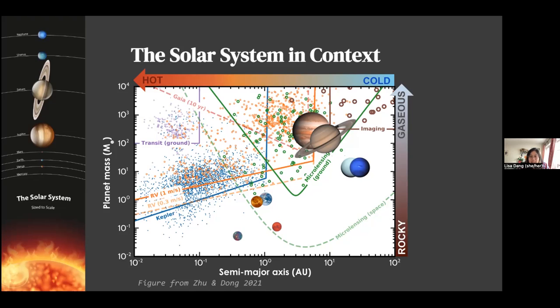However, the exoplanets here are color-coded by their different detection methods, and they probe different parameter space. At the moment, the reason why we can't find the ones like the solar system is just because of the limitation of our current instruments.